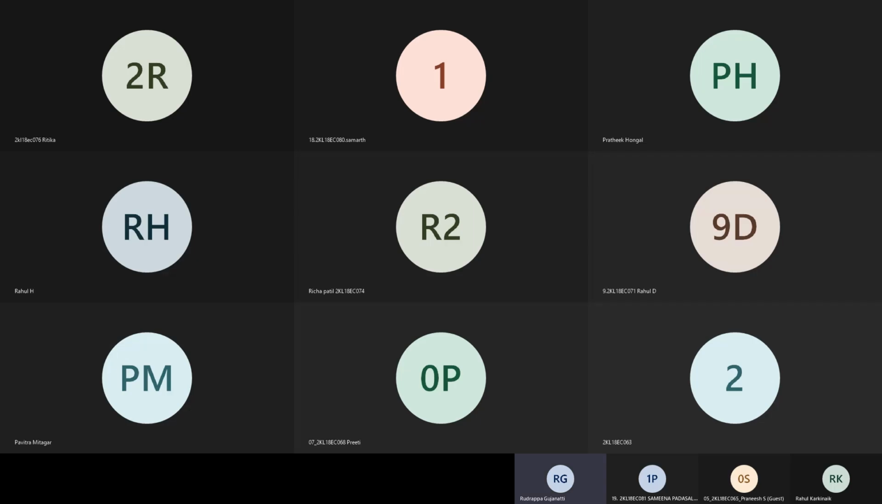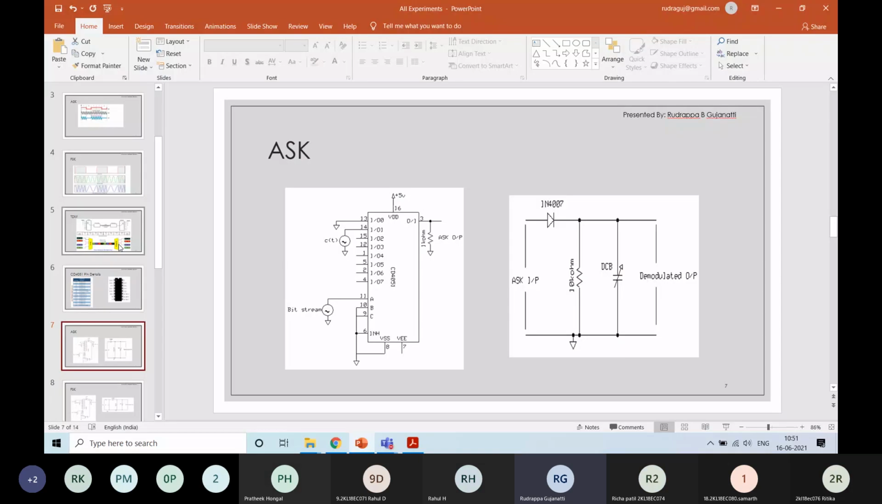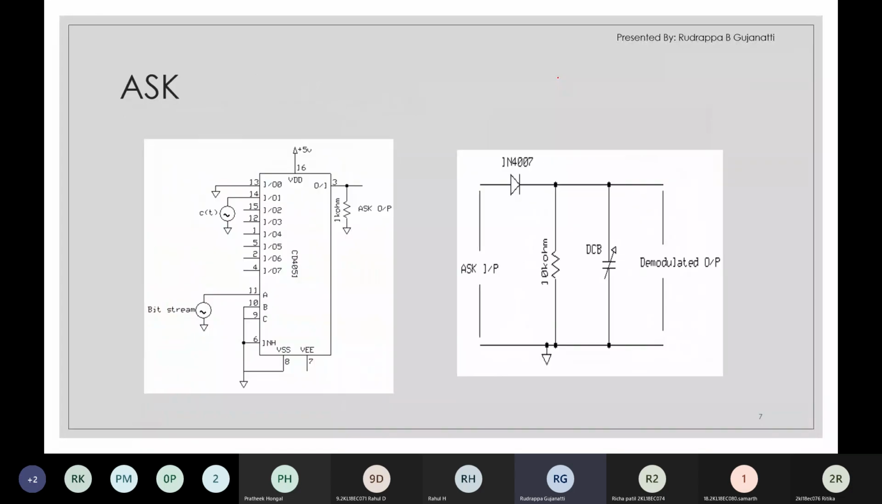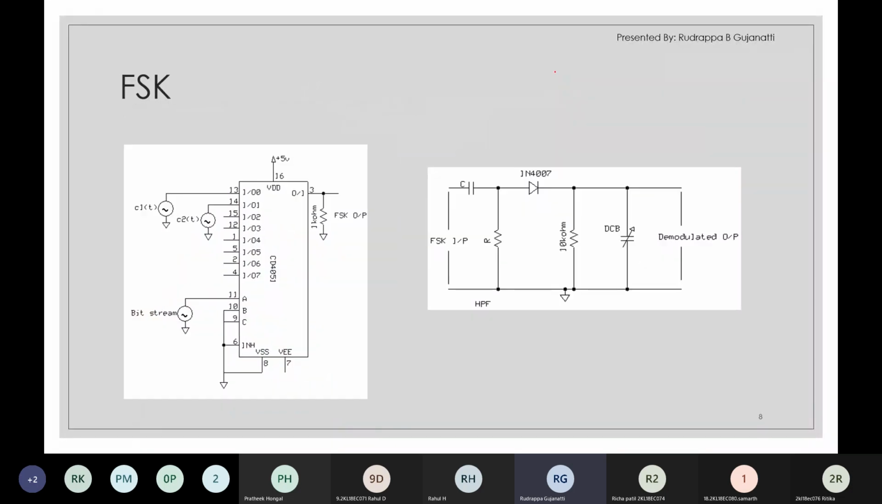So based on these, we try to implement a few of the experiments which are related to hardware experiments. ASK is anyways there in simulation. We don't have the hardware aspect. So let us go ahead with the FSK implementation using CD4051. Now, in this case, what assumption we make is we assume that we are using two carriers with different frequency. This is the same carrier what we have discussed in the previous slides.